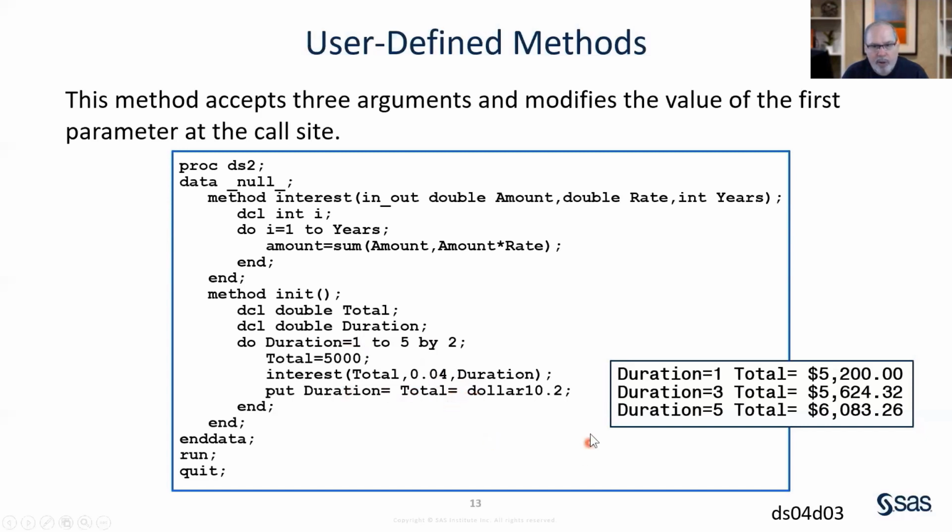When we execute this code, we can see that our interest method is working well, and that holding my money for 1 year gets me 4%, $5,000 as my interest. And holding it for 5 years, we can see the effect of compounding that interest over a 5-year period.